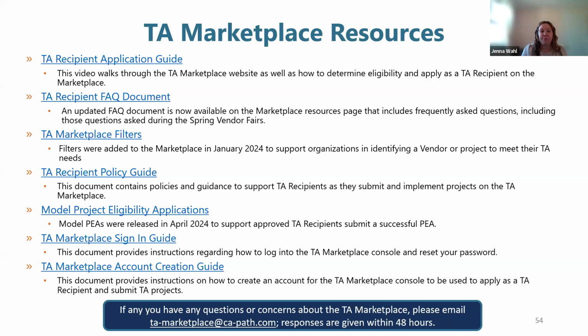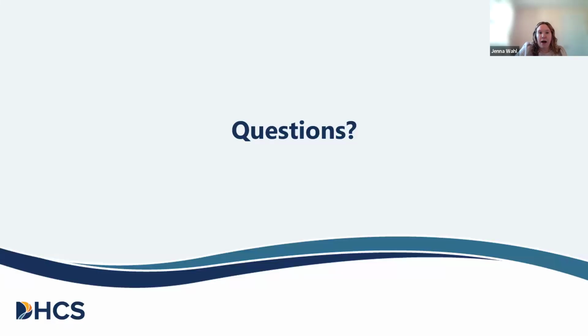If you have any questions, please email us at ta-marketplace@ca-path.com. Our responses are typically given within 48 hours, and really appreciate your questions. So with that, I think we can move to the next slide, which just includes a request for any questions. I know that there were a few transitional rent questions that we will save for our DHCS partners later, share with those later today and include as part of the webinar materials.